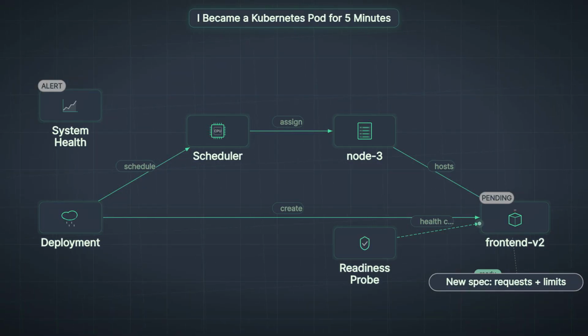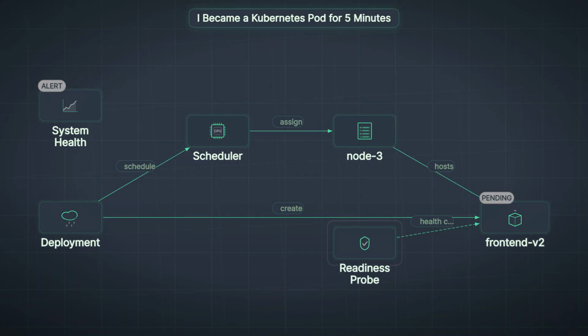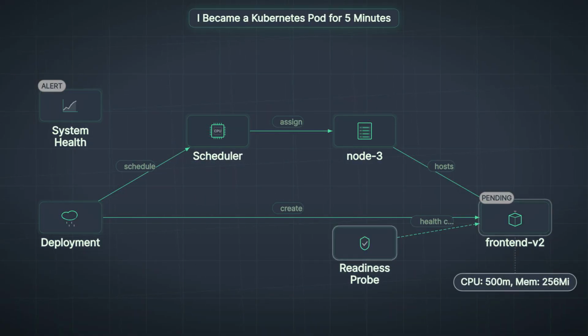This is the final architecture. The deployment creates pods with resource requests and limits. The scheduler places them wisely. The node hosts pods that are protected by a readiness probe, ensuring only healthy pods serve traffic.